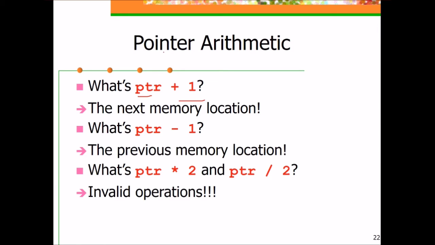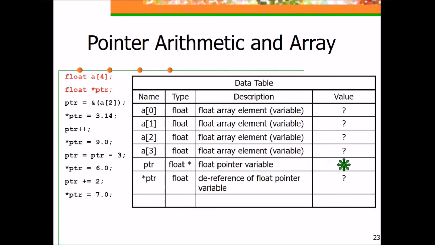This is nothing but you are going to a next location. If ptr - 1 is there, then you are going to a previous location. And what about ptr * 2 and ptr / 2? These are not valid. Only plus and minus are valid. Pointer arithmetic and array. Let us see what is going on.